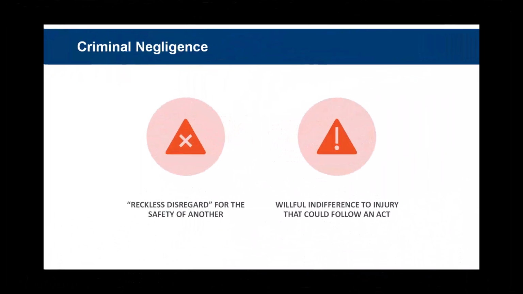As illustrated in this slide, criminal negligence involves a reckless disregard for the safety of others and willful indifference to the potential injuries that could result from one's actions. Unlike ordinary negligence, which is unintentional, criminal negligence signifies a higher degree of carelessness, where the individual is aware of the risks but chooses to ignore them, leading to serious harm or even death.